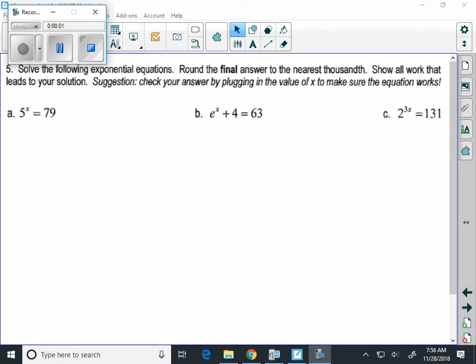Solve the following exponential equations. Round the final answer to the nearest thousandth, which is 3 decimal places, by the way. Show the work that leads to your solution. Suggestion: check your answer by plugging in the value of x to make sure that the equation works.